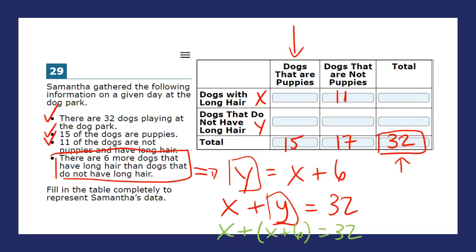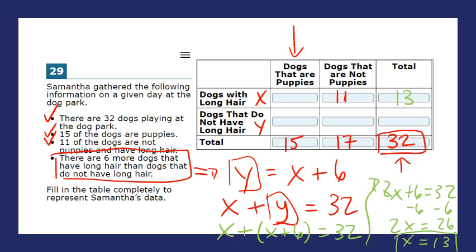Now remember what x stands for. It's the number of dogs with long hair. So doing a little bit of simplification, here I get 2x plus 6 is equal to 32. Subtract 6 from both sides, and I get 2x is equal to 26, and I get x is equal to 13. Now here is where we need to make sure that we make sense of our numbers. X equals 13 is the grand total of dogs with long hair.